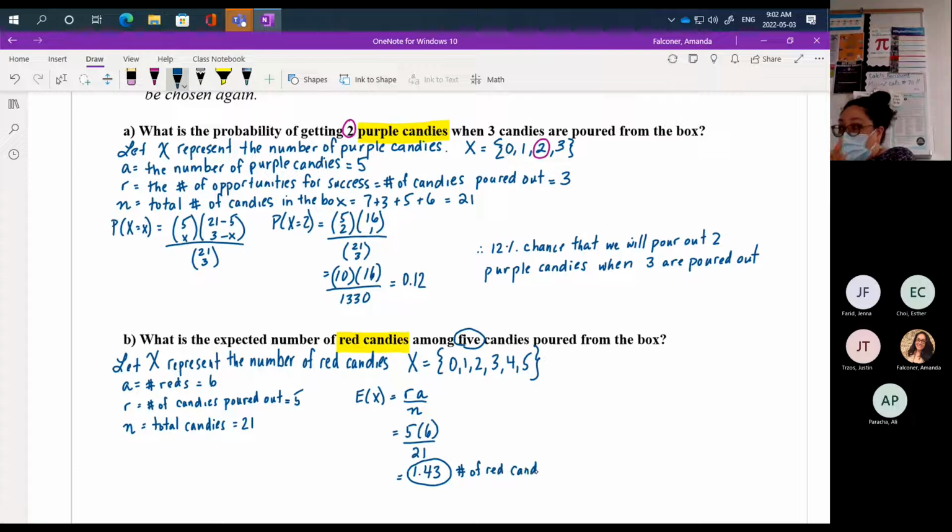And we're thinking in terms of discrete probability, right? Discrete meaning that whole numbers make sense. So decimals aren't making sense here. So as a therefore statement, I'd accept, we'd expect 1 or 2 red candies. And this is specific that 5 are poured from the box.